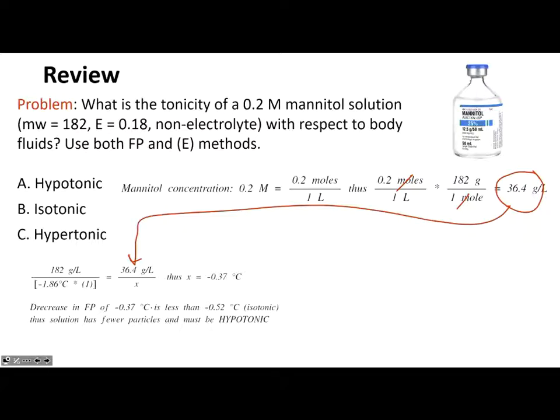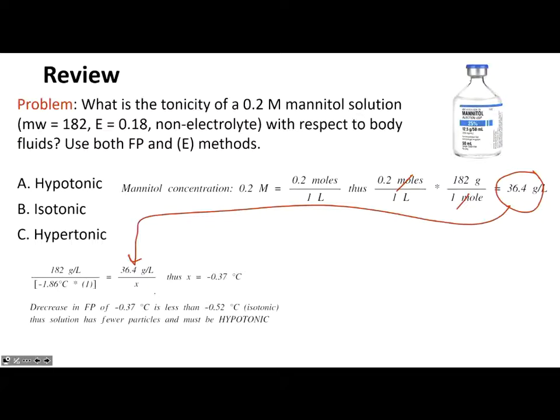It's a smaller depression. It has lowered the freezing point by less than 0.52. Therefore, there are fewer particles in the solution because the freezing point depression was not as large. Therefore, we have a hypotonic solution. Is everyone okay with that? Since our freezing point depression is smaller than 0.52, it is considered a hypotonic solution.